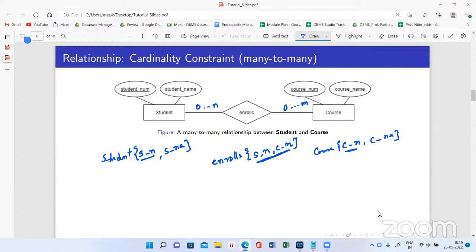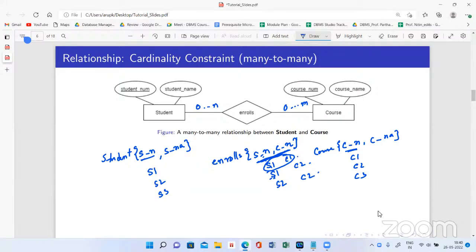Because I can have here S1, S2, S3. Here I can have C1, C2, C3, and I can have a mapping: S1 taking a course C1, S1 also taking a course C2, and S2 also taking a course C2. So I cannot make Sn, that student number, as a primary key because it is repeated here. I cannot take course number also as a primary key because it is repeated here. But their combination is never repeated. See, their combination is not repeated, right?